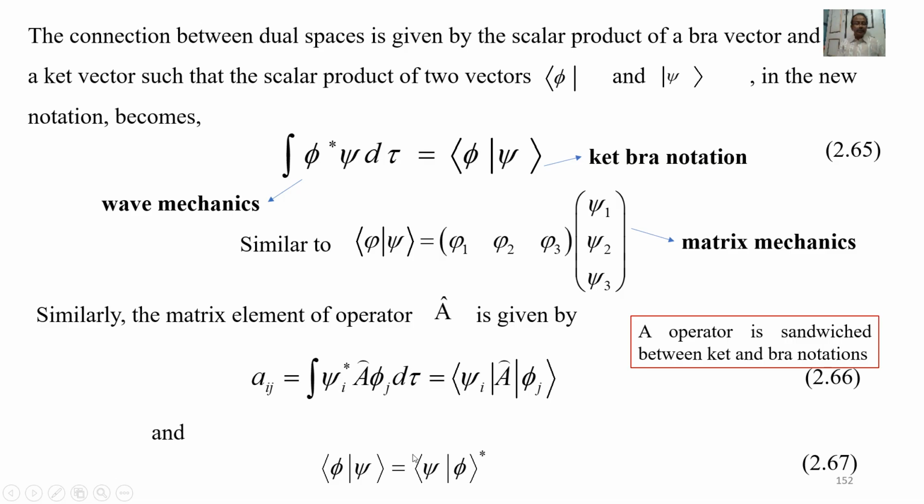And we know that the scalar product <phi|psi> is equal to <psi|phi> complex conjugate. So, as I said earlier, the complex conjugate of a bra is nothing but a ket. The complex conjugate of a ket is nothing but a bra. So, when you interchange, you have to take the star, the complex conjugate.